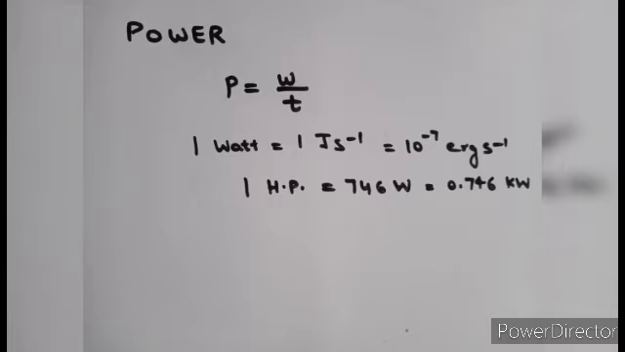Now let's talk about power. What is power? Power is W by T, which is the rate of doing work.